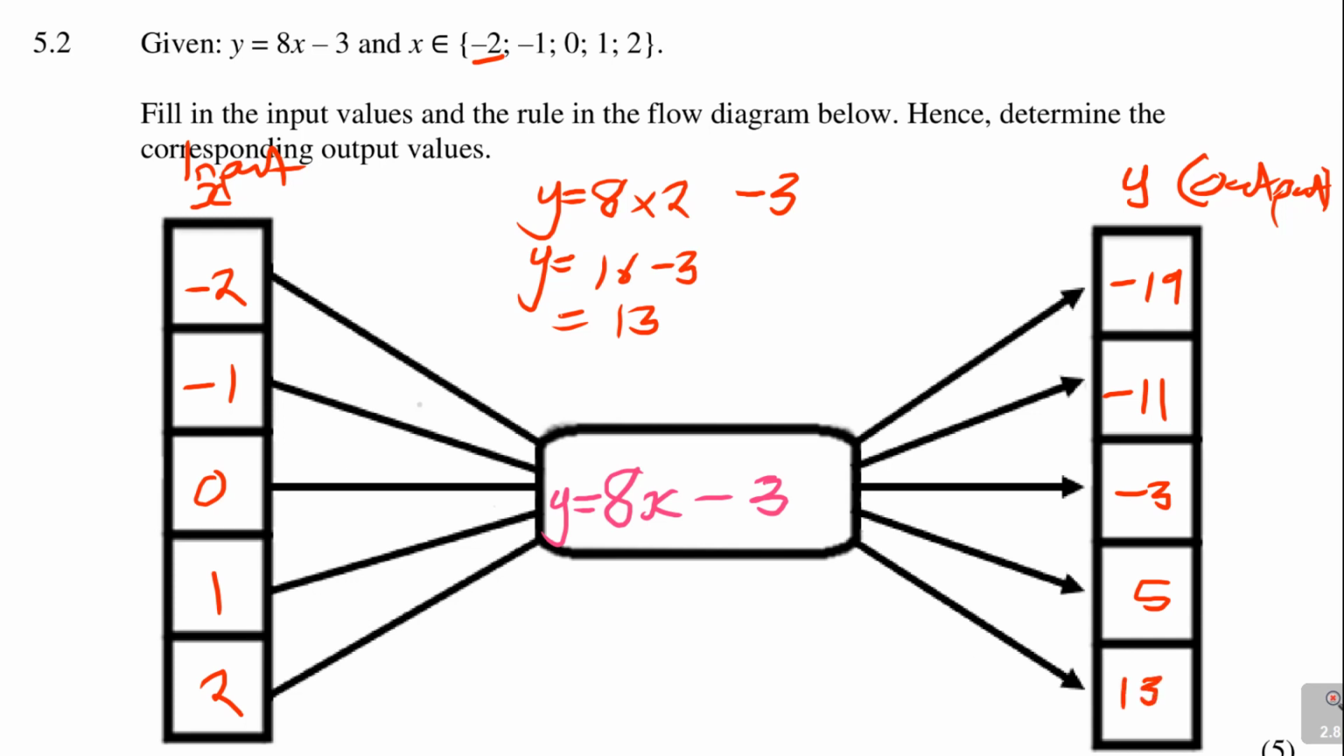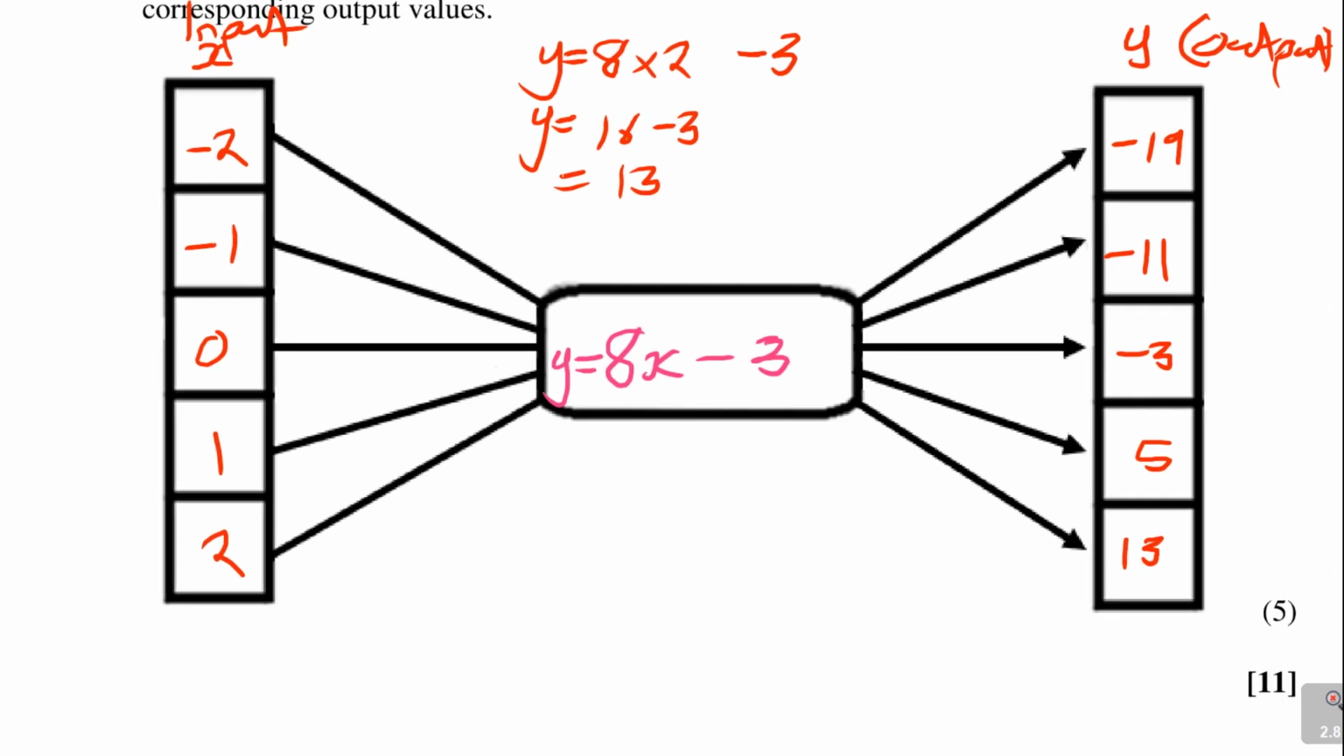Those are the answers they expected. Input and output. Input and output. And if you did it well, you are getting your full 5 marks. So this, let me see, 1, 2, 3, 4, 5 for doing everything. It's not bad. It was good marks.